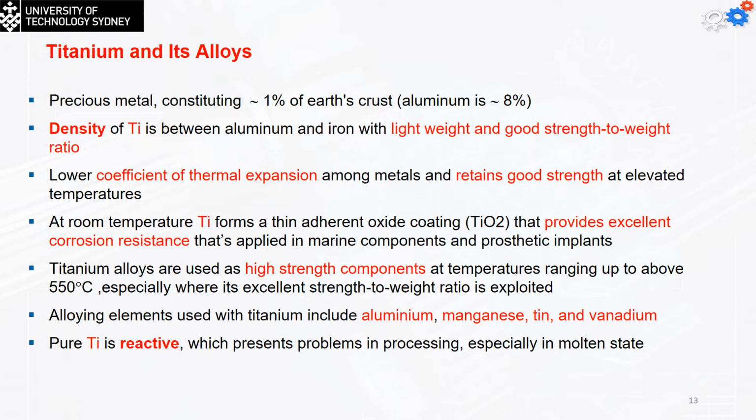Alloying elements used with titanium include aluminum, manganese, tin, and vanadium. And pure titanium is reactive, which presents a problem in processing, especially in the molten state.